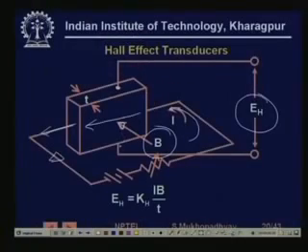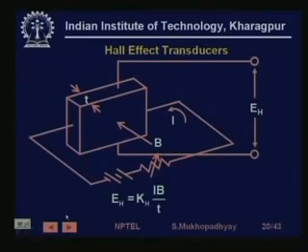This is known as the Hall effect. So along the third direction, if you connect two terminals, then you will get a voltage across these terminals, and this voltage magnitude will be proportional to the product of the flux density and the current. This is very convenient.